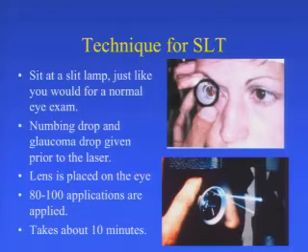What do you expect if you actually have this procedure done? Well, it's done in the office typically. You sit at a slit lamp just like you would for a normal eye exam. We give you a numbing drop and a pressure lowering drop prior to the laser. A lens is placed on the eye like you see here. This is designed to help focus the laser and to help keep your eye open during the procedure because you are awake for this. About 80 to 100 applications are applied. You see a flash of light and typically you don't feel any pain with this laser. And it takes about 10 minutes.